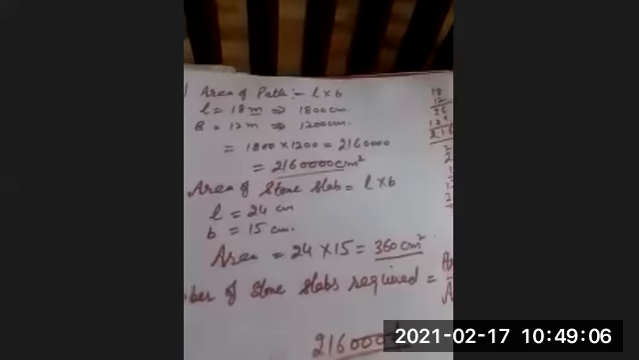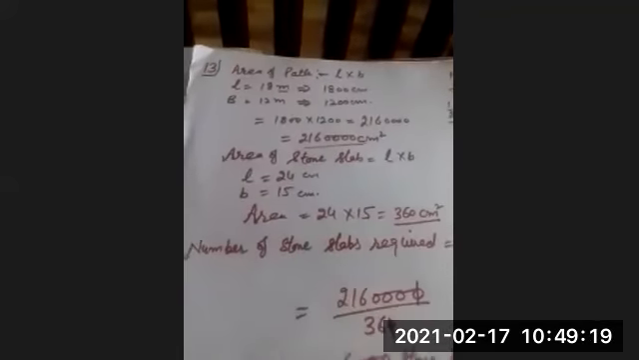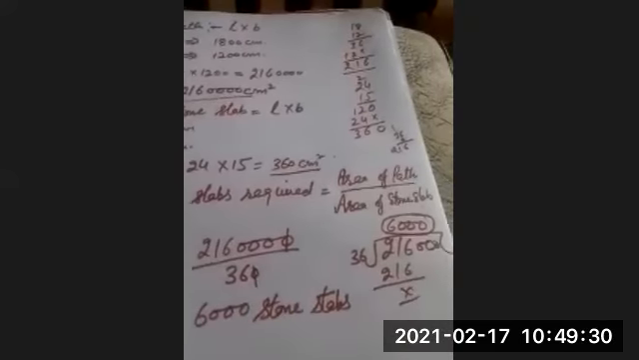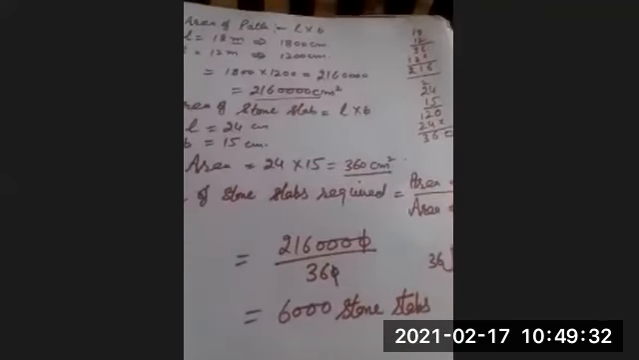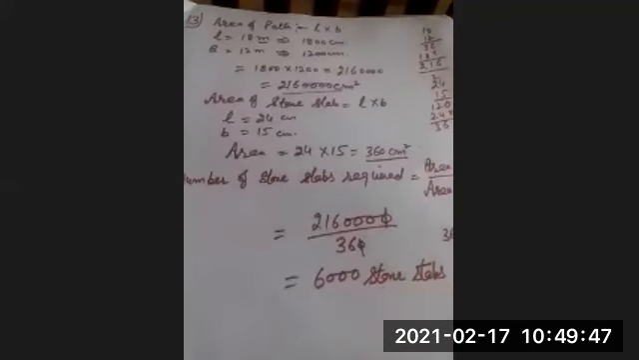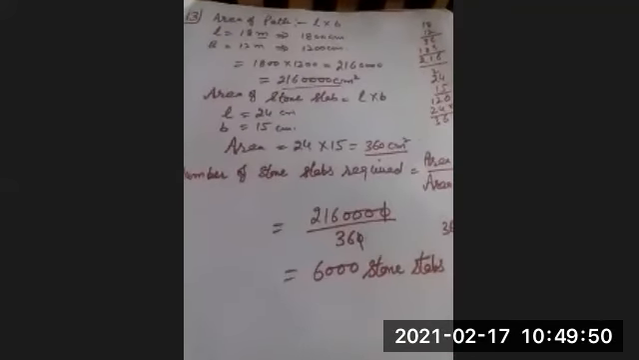Next is the area of the stone slab. Once again, length into width, 24 into 15. Now we'll get 360 cm². Now find the number of stone slabs required to lay on this path. To find this, area of path by area of stone slab. Now divide and get the answer. Yes, friends.